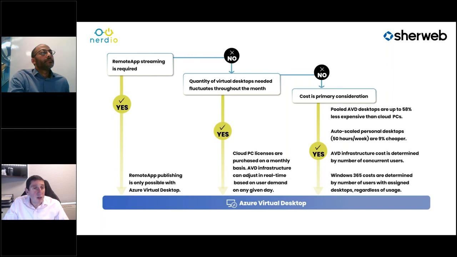And finally, if you have a large environment and the management overhead is not a big consideration and you really want to optimize the cost structure, then pooled AVD desktops are much cheaper on a per user basis than dedicated Windows 365 cloud PCs. And that's, again, another scenario where AVD would be the clear winner.